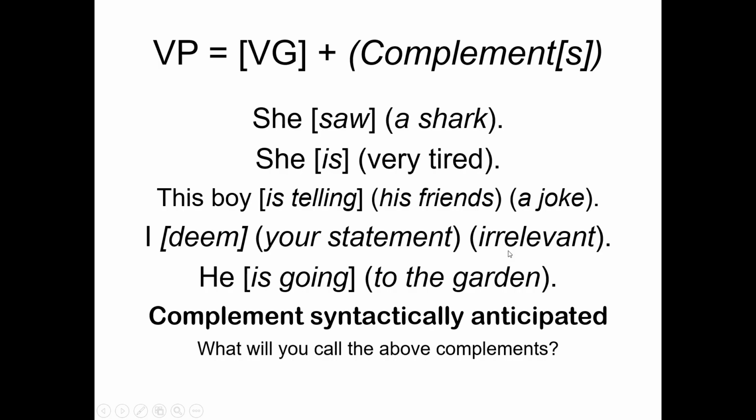Object predicative. And look here, he is going to the garden. To the garden is a prepositional phrase because it consists of the preposition to and the noun phrase the garden. Yeah? So it's a prepositional complement.